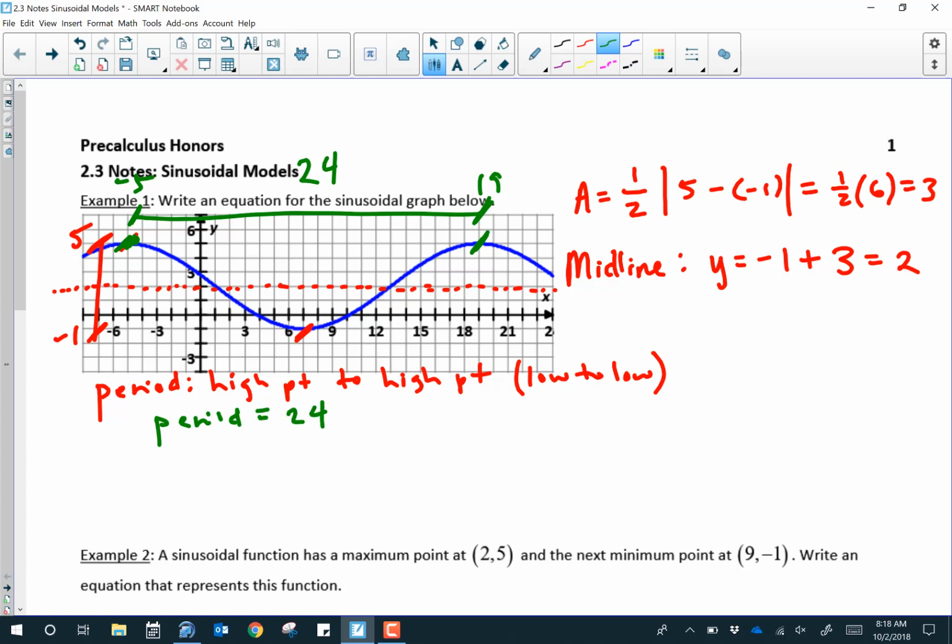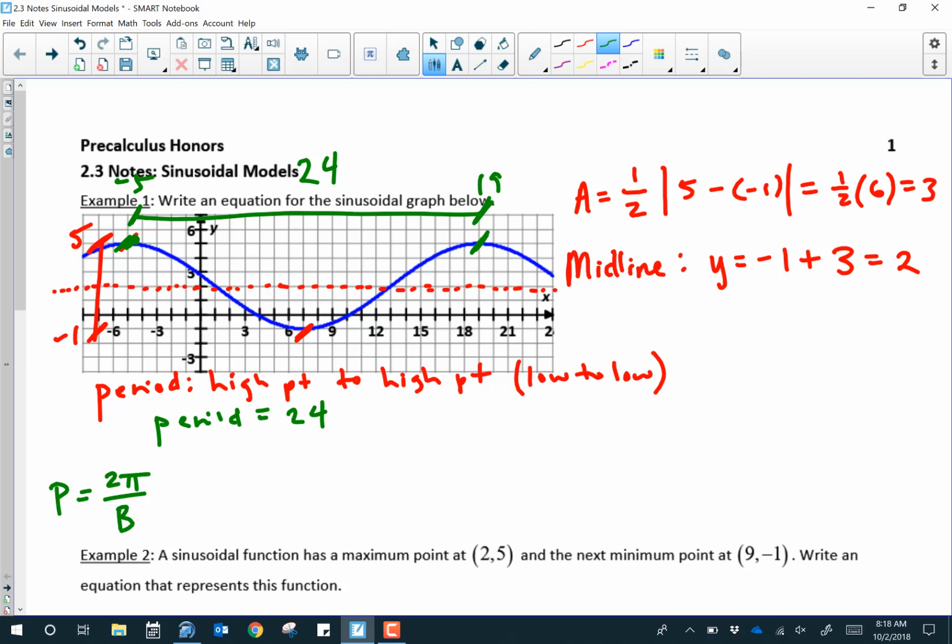Now, remember we're writing the equation. So the amplitude and midline, those go directly into the equation as A and D, but the period is a little bit different. 24 is not going to be seen in my equation. Remember, how did we get the period? If I gave you b, how did we get the period? It's 2 pi over b. Correct. The period was calculated as 2 pi over b.